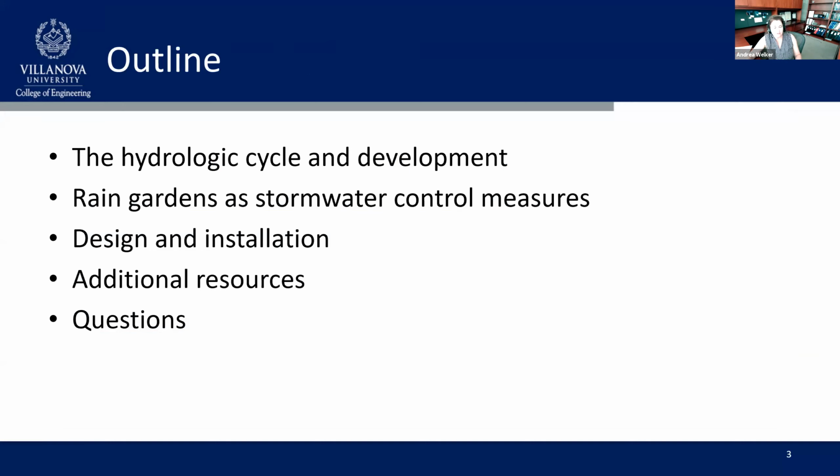So what I'm going to be talking about today is starting from the very beginning, which is the hydrologic cycle. I find that that is a really useful place to start talking about stormwater and the need for stormwater control measures such as rain gardens. And then I'm going to give you some tips and tricks on the design and installation of rain gardens, and then provide some additional resources and follow up with some questions.